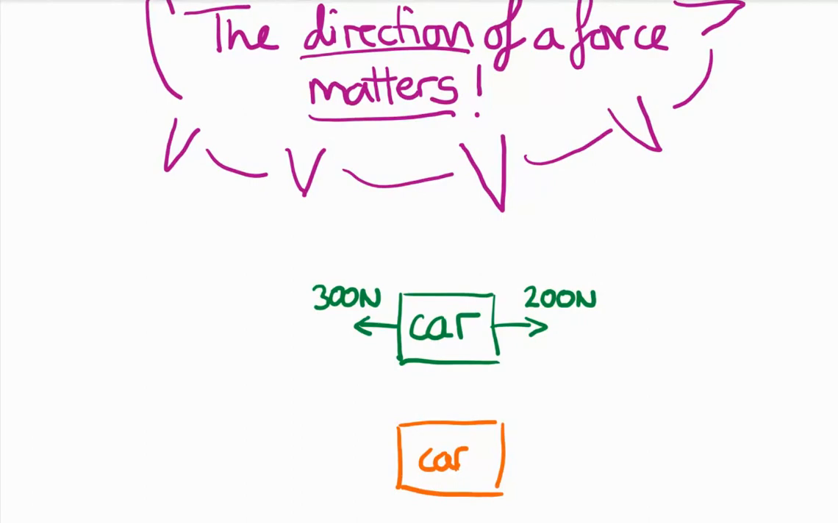Well, if this was a tug of war, which essentially it's the same thing as, the left-hand force is going to win. This 300 newtons is bigger than the 200 newtons. And because these two forces are acting in opposite directions, I'm just going to subtract this 200 newtons from my 300 newtons, and that is going to leave me with a total force of 100 newtons. But again, the direction is important. It's acting in the direction of the winner, which is to say, to the left. That is our resultant force on the car.